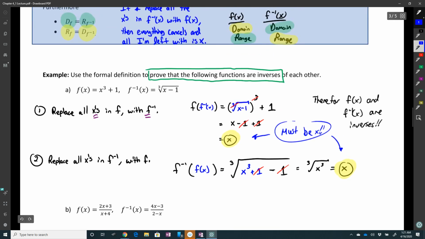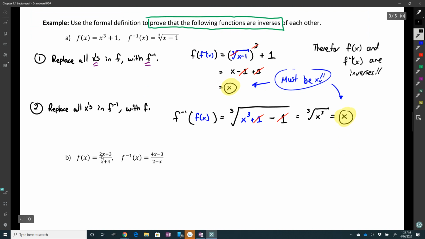There's a question on the homework that tries to trick you. You work it out, and you do it one way, and you get 1 over x. You do it the other way, and you get 1 over x. And you're like, oh, look, they're the same, so they must be inverses. And no, they're not. Okay, because the answer has to be x, not anything else. Anyway, let's look at this one.